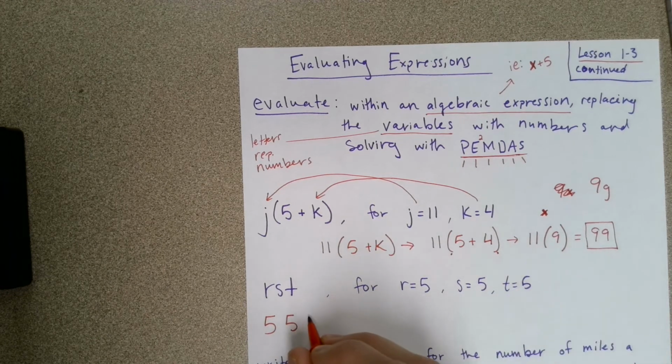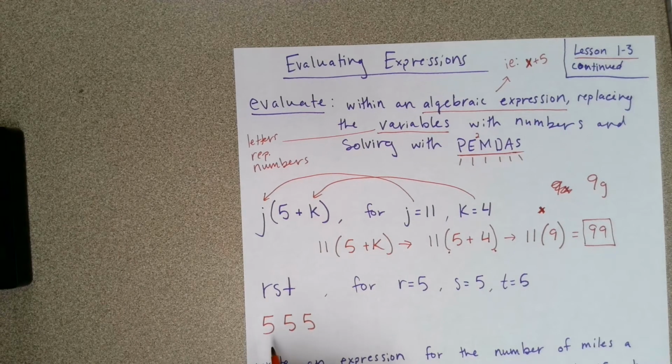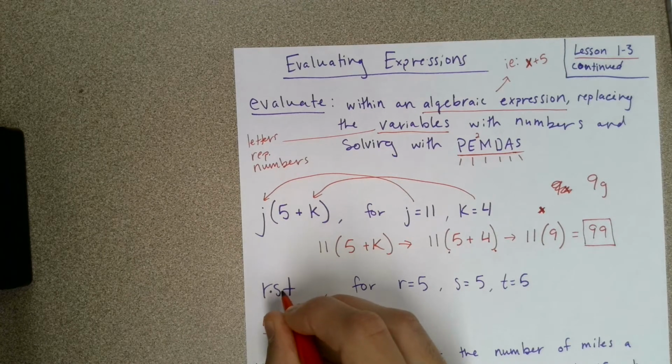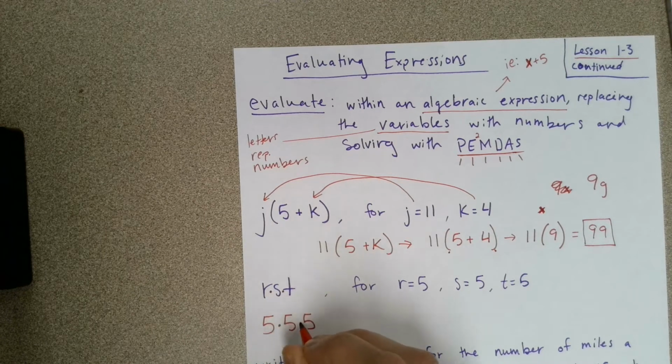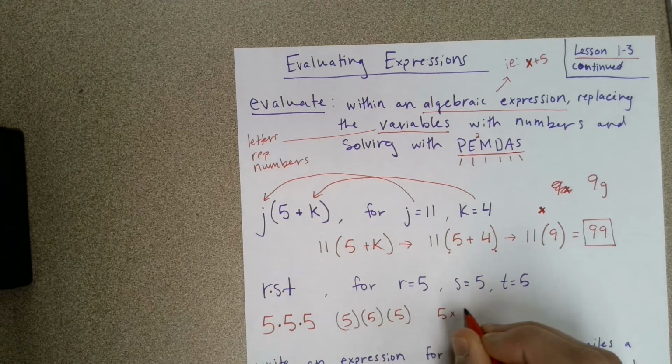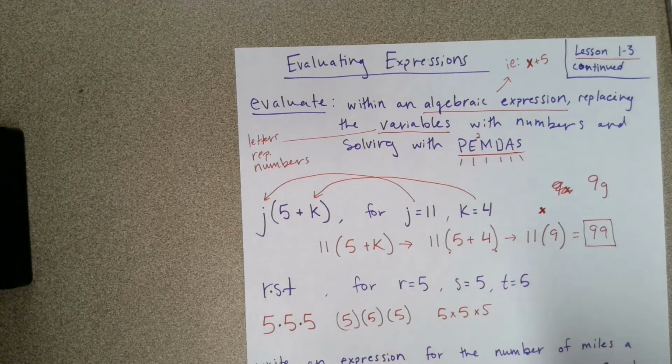We know T stands for 5. Right now I wrote 5, 5, 5. What do I have to do here? RST. You're imagining when these variables are touching, there's little multiplication symbols between them. You could write it like that. If you wanted to, you could write it like this. You can rewrite it like this if you want to. However you want to do it.